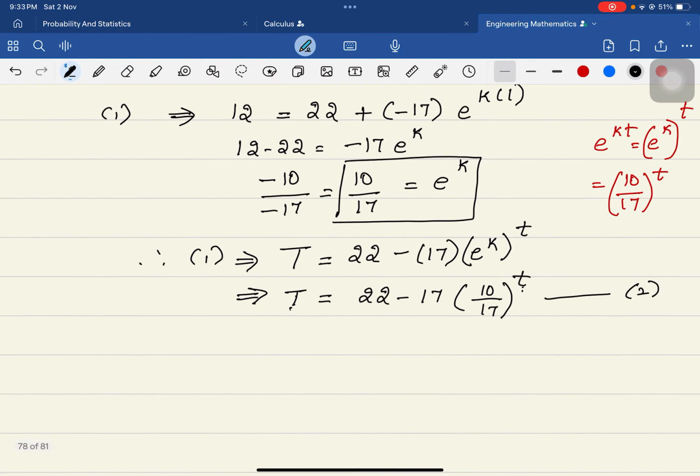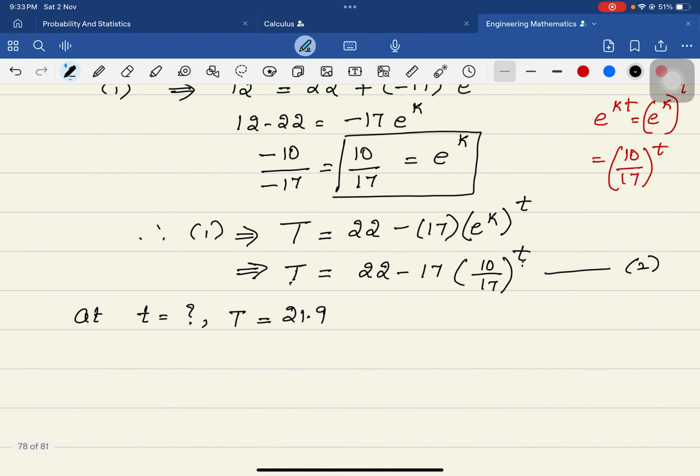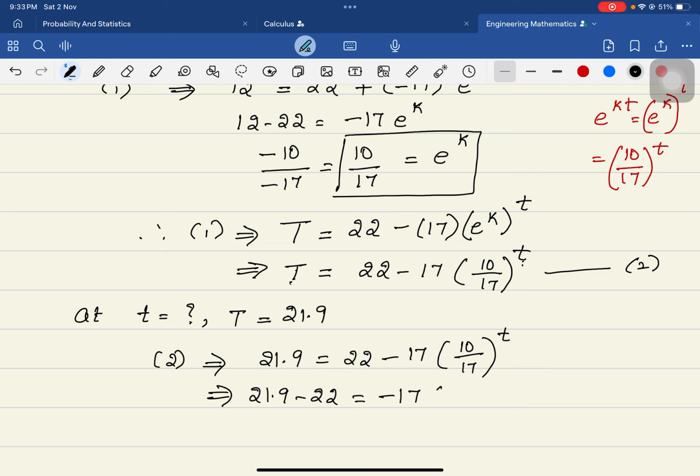Let us now go to the problem. What is given is that the temperature capital T is equal to 21.9 degrees centigrade. So with this equation, let's just plug in the values. 21.9 is equal to 22 minus 17 times (10 over 17) to the power t. Now 21.9 minus 22 is equal to minus 17 times (10 over 17) to the power t.